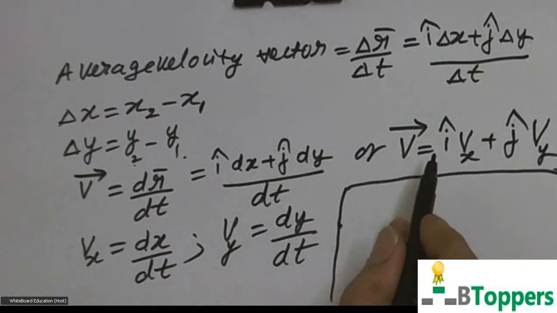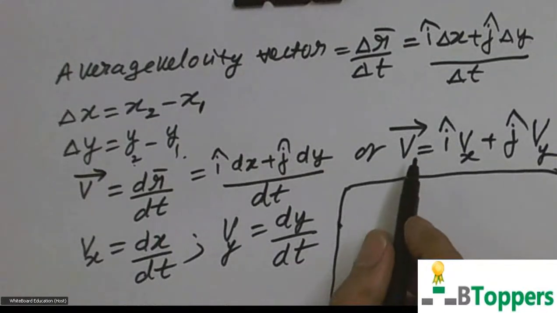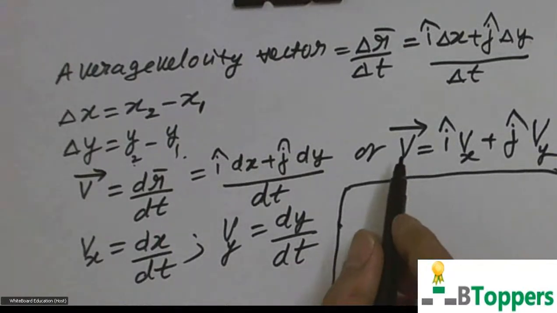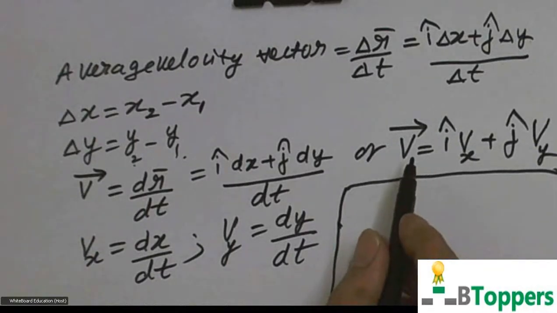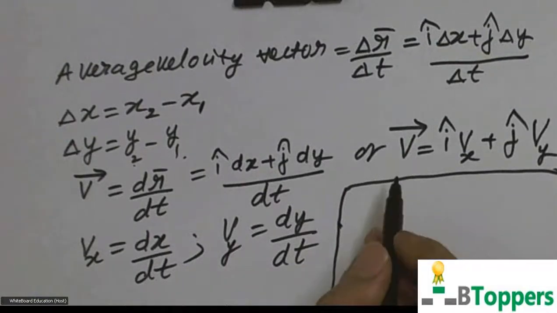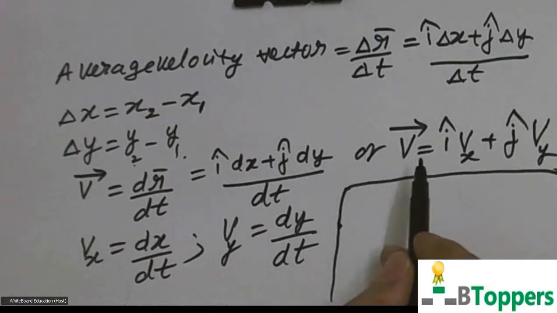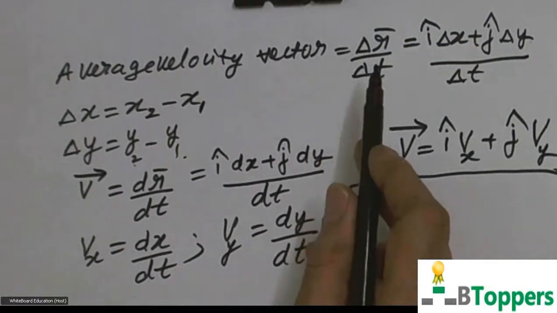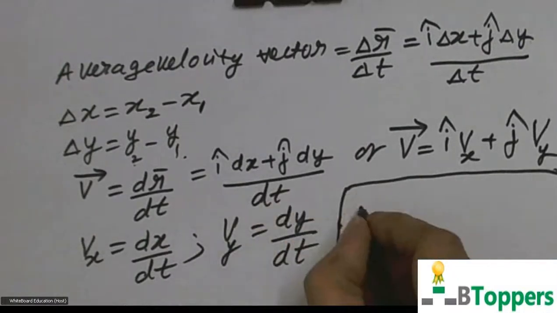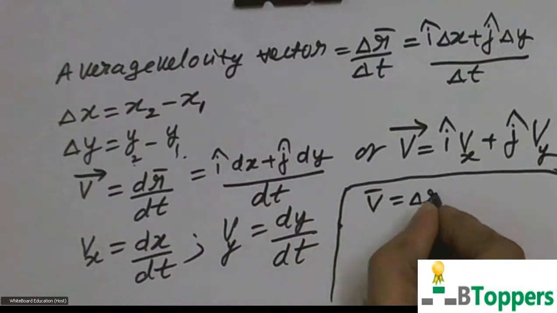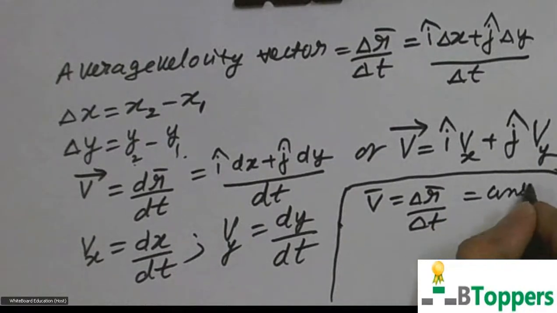That means if a particle moves with constant velocity, it implies that its speed is constant and there is no change in the direction of motion. That means the particle must be moving in a straight line path and its acceleration is 0. So when the particle moves with constant velocity, then instantaneous velocity will be the same as the average velocity, I mean when velocity is constant.